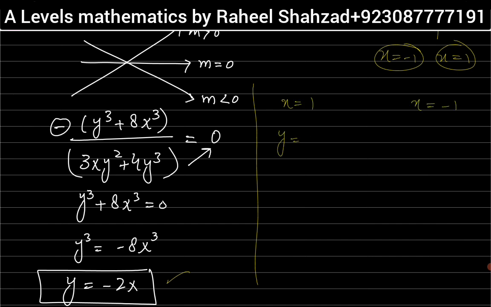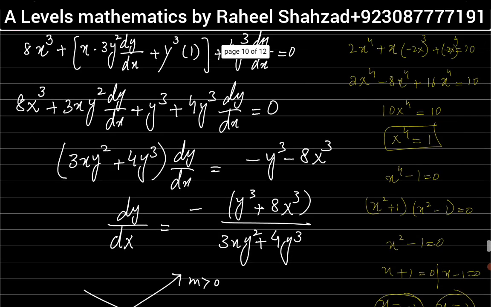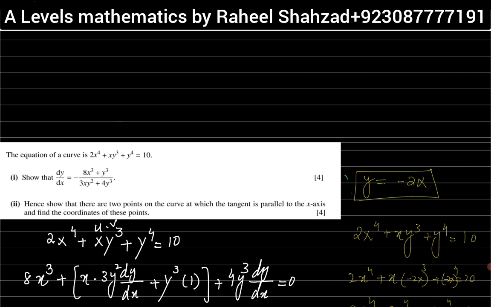So y is equal to −2x, that is −2. So the first point is (1, −2). And the second point, y equals −2x, that is 2. So that point is going to be (−1, 2). So these are 2 points on this given curve where the tangent is parallel to the x-axis, right?